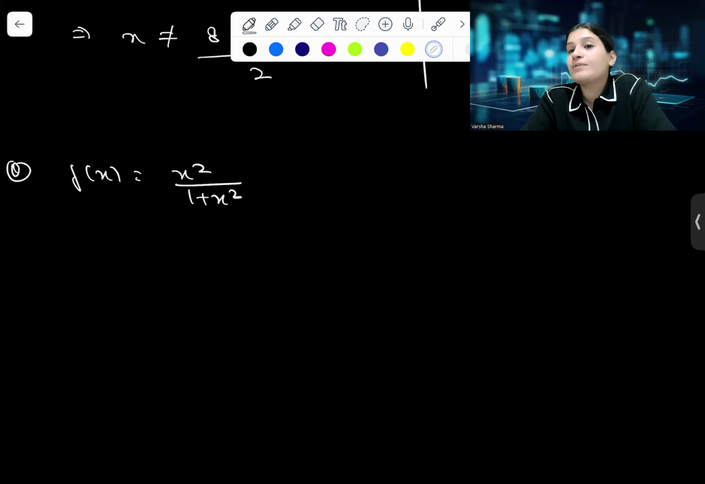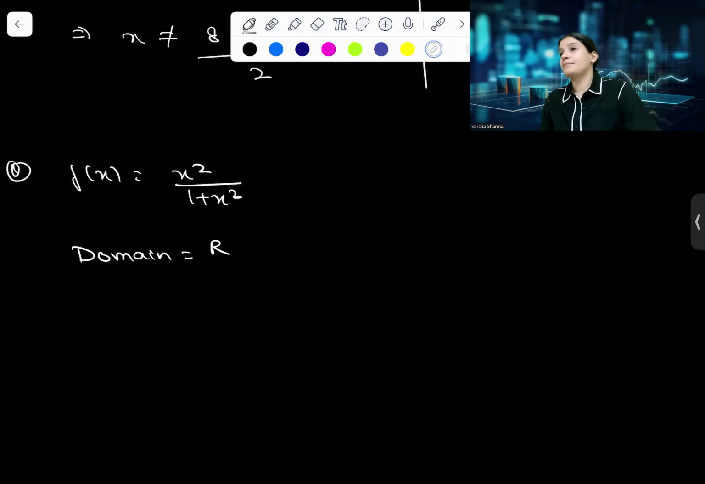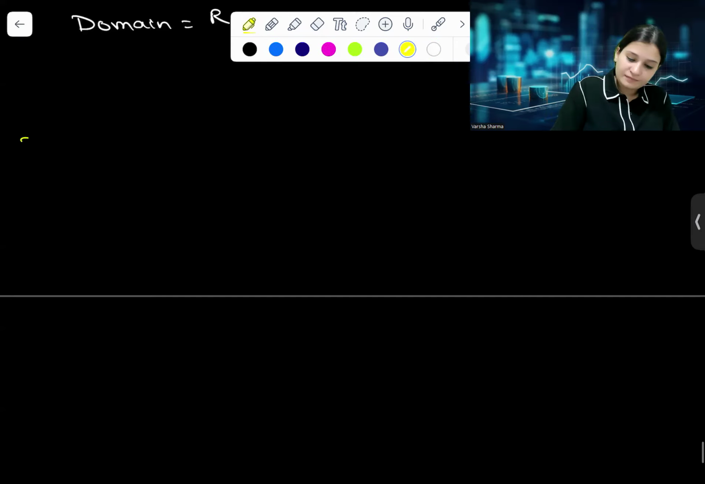So am I having problem with any value of x? No. My domain will be all real numbers. I have problem with none. Understood? Now, the second variety is root over.